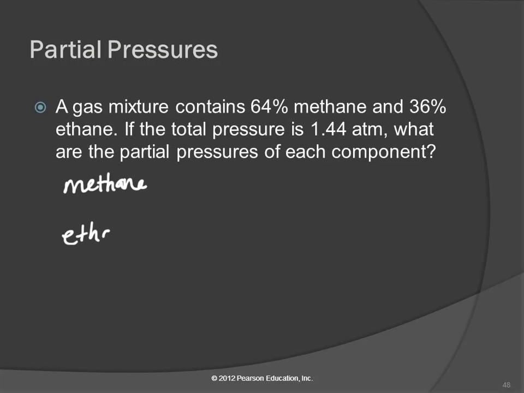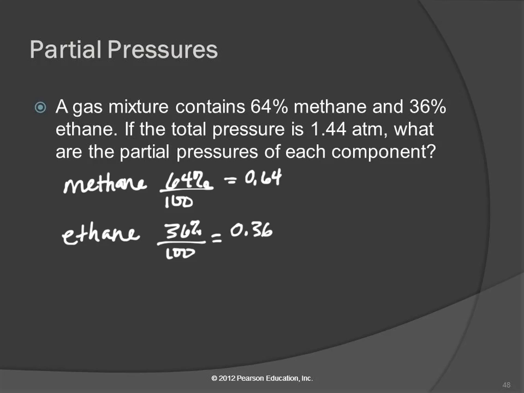And, you know, these could just as well be named Tommy and Michael or something. We don't need to know what they are to do the problem. Methane is 64%. How do we change that percent into fractional composition? Just divide by 100. So its fractional composition is 0.64. And for the ethane, 36%, divide by 100, we get 0.36, the fractional composition.